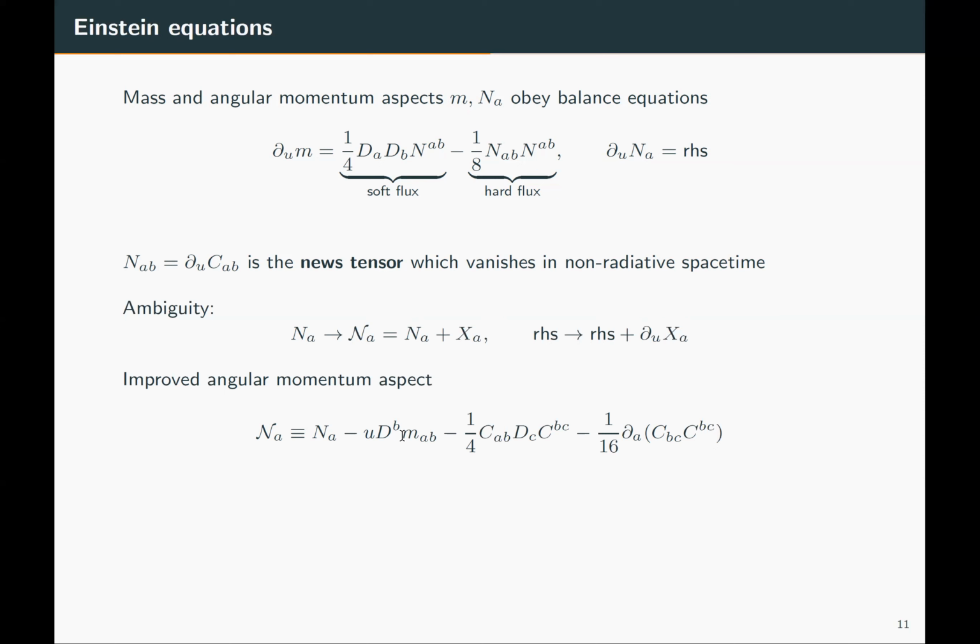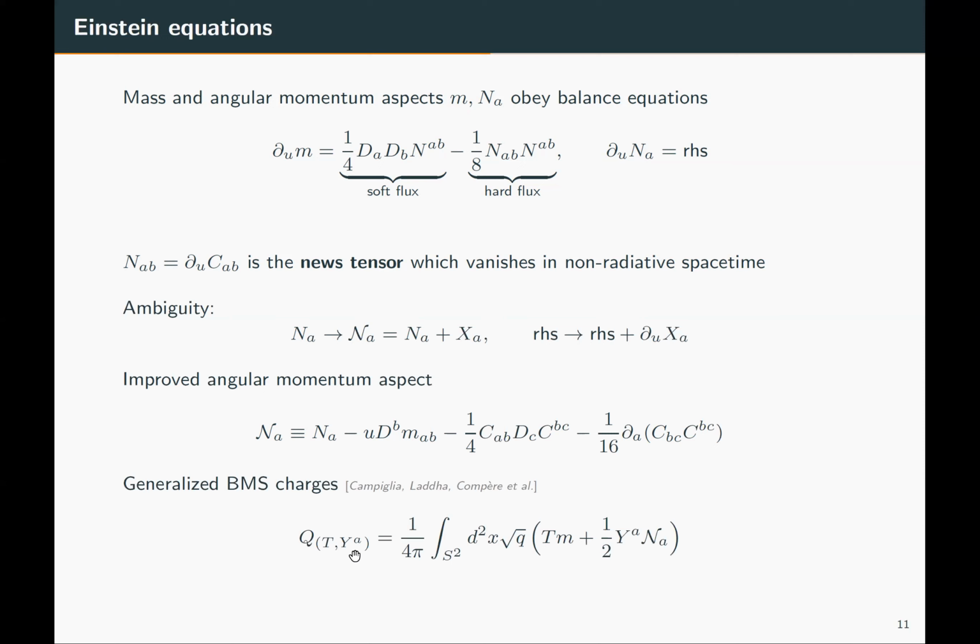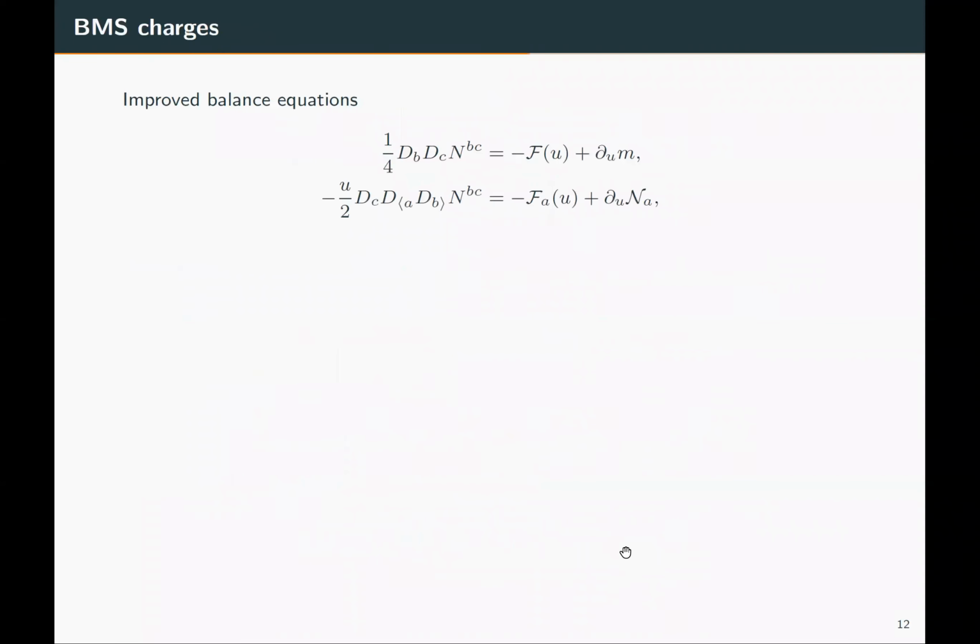And then from there, I define the generalized BMS charges, which is defined as an integral over the sphere of the mass aspect multiplied by the supertranslation function, and this improved angular momentum aspect multiplied by an arbitrary vector on the sphere. And now with these improved quantities, the balance equations, the Einstein equations, take this form.